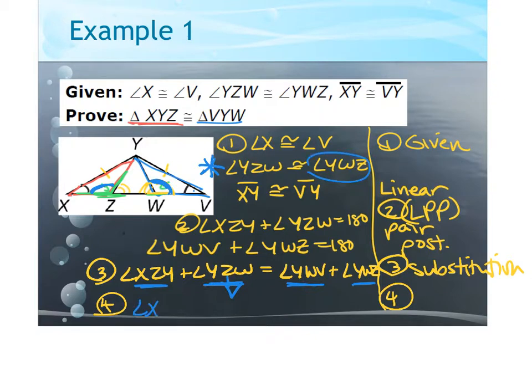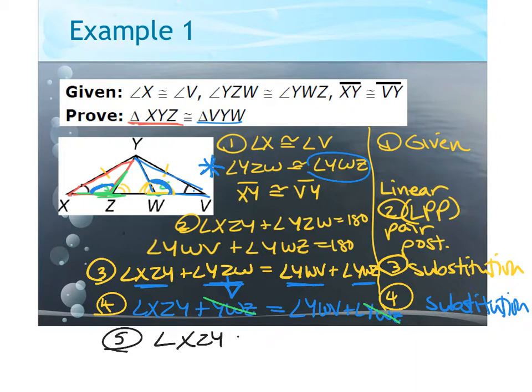I'm going to do substitution. So I'm going to rewrite it as XZY plus YWZ is equal to YWV. I'm just rewriting the right side. Is equal to YWZ. And again, substitution here. I now can use my subtraction property of equality, and I'm going to subtract this angle from both sides, leaving me with angle XZY is equal to angle YWV. And this is the subtraction property of equality.